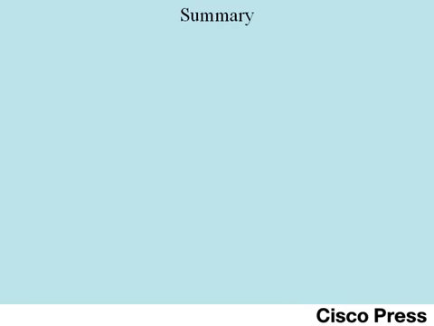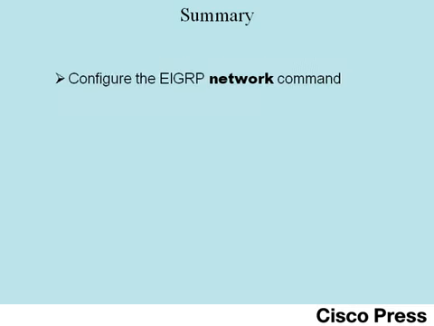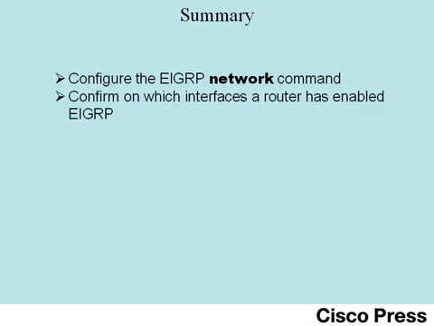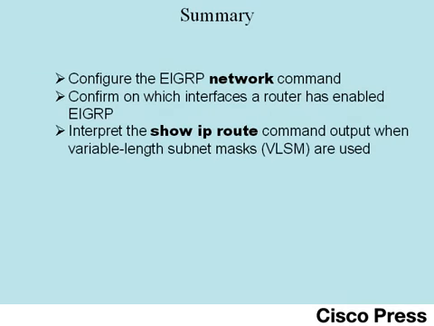In this lab, you've seen how to configure the EIGRP network command, in particular 2 different styles of the command. You've also seen how to confirm on which interfaces a router has enabled EIGRP, and you've seen how to interpret the output of the show ip route command, particularly understand the details that are shown when VLSM is used.